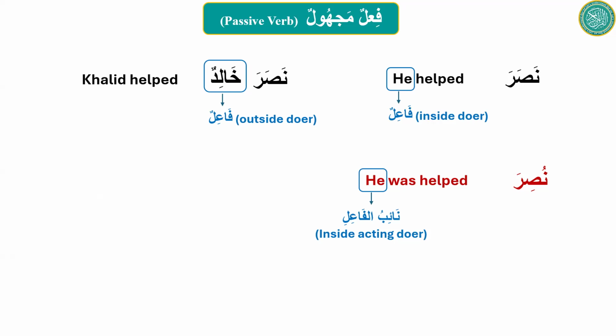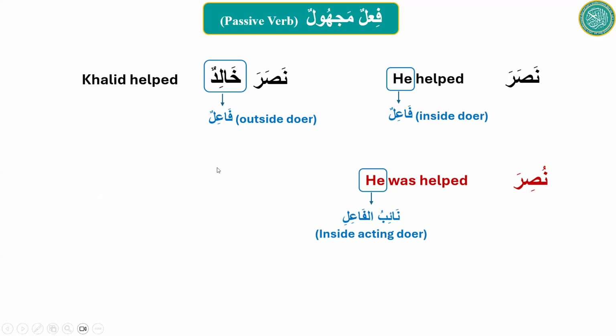Why do they call it like that? They call it like that because this acting doer is at the place where the doer was supposed to be. It has occupied the place of a doer, therefore it is an acting doer. It is acting as if it is a doer, and in Arabic it is called naibul fa'il. So it is not called a maf'ul. It is at the place where the fa'il was supposed to be. So that is why they call it inside acting doer or naibul fa'il.